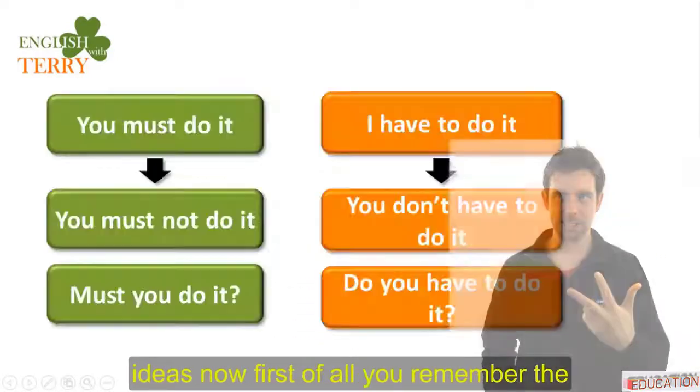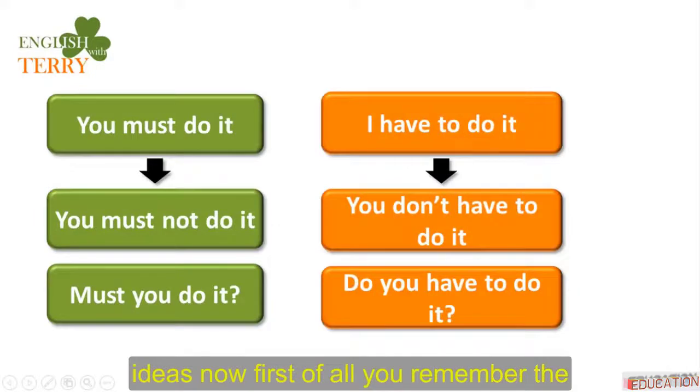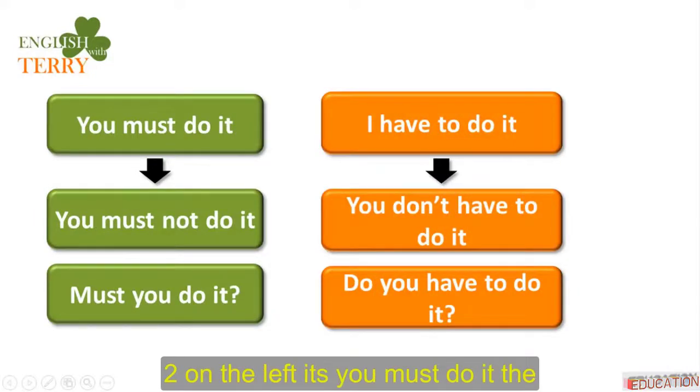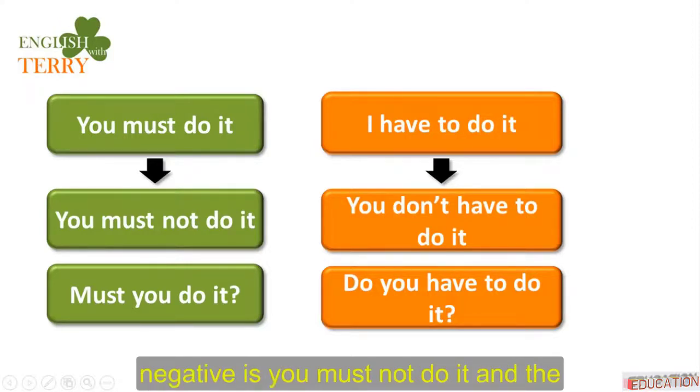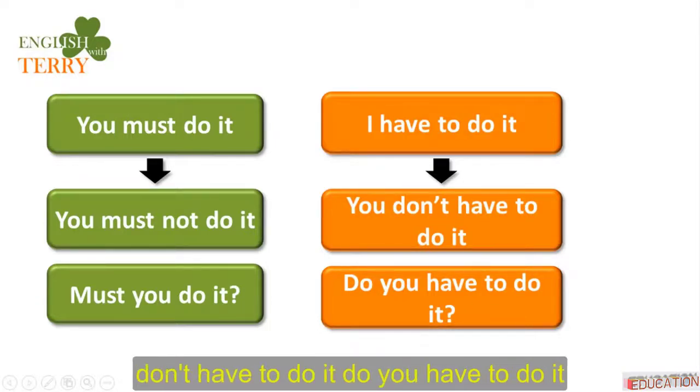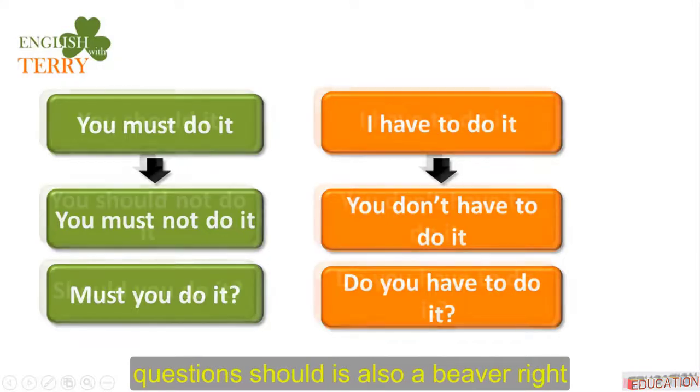3 ideas. Now, first of all, you remember the be verbs and do verbs in video 1, video 2? On the left, it's you must do it. The negative is you must not do it. And the question is, must you do it, right? But have to is a do verb. I have to do it. I don't have to do it. Do you have to do it, okay? It's important to know the differences in the negative and the questions.